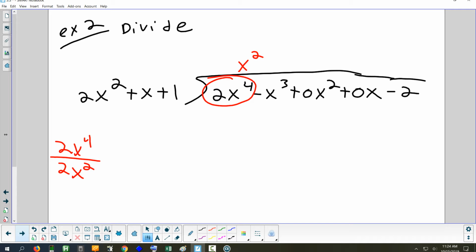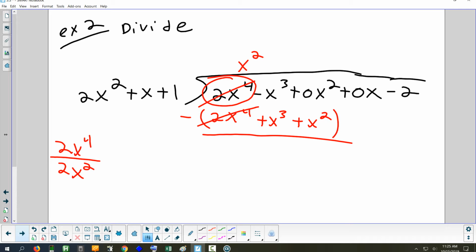Multiply that x squared back out. This time you've got 3 things. That's a trinomial, so you've got to do 3 multiplications. 2x to the 4th plus x cubed plus x squared. And Elias, what am I doing with all those columns now? Yep, I'm going to subtract them all. Got to remember to subtract them all. Okay? And if you don't get something that cancels, you made a mistake. 2x to the 4th minus 2x to the 4th, gone. Emily, what's negative x cubed minus x cubed?